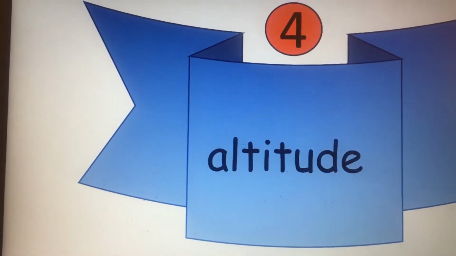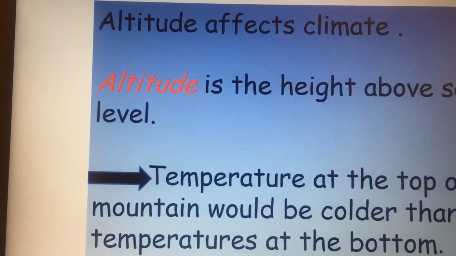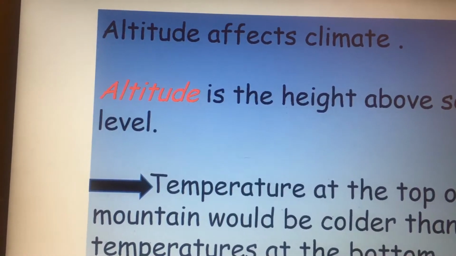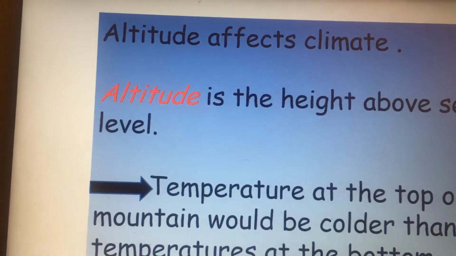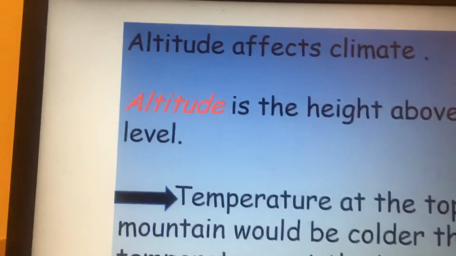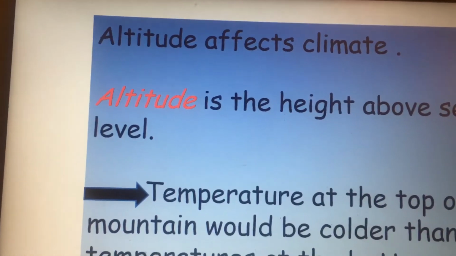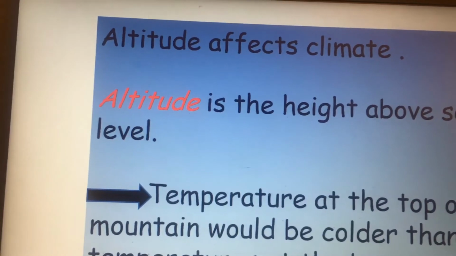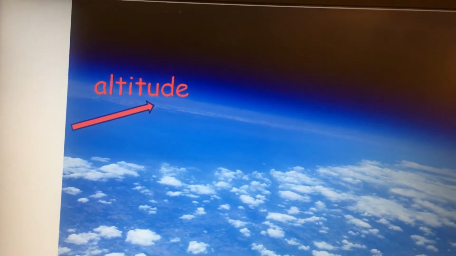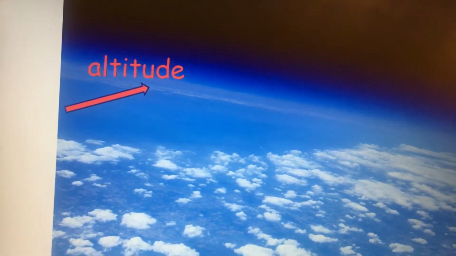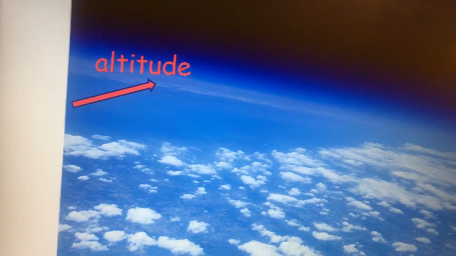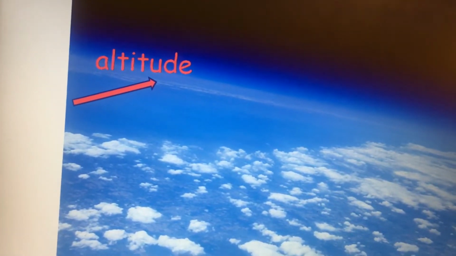Number 4, altitude. Altitude affects climate. What is the meaning of altitude? It is the height above sea level. Temperature at the top of the mountain would be colder than temperature at the bottom of the mountain. This is the altitude above the sea. So if it is higher above the sea, it will be colder.